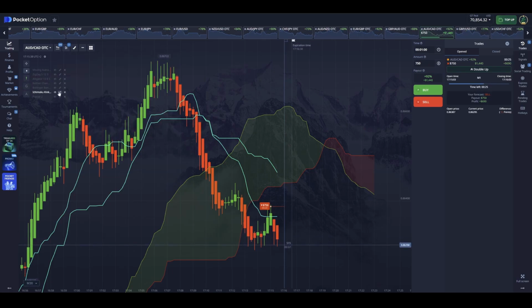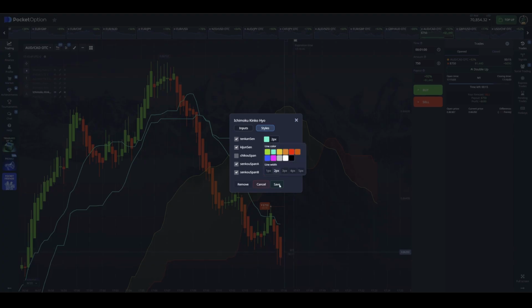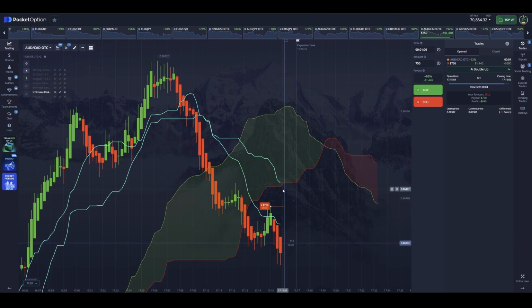Next, we go into the settings for this indicator and set it to 15, 30, and 60. In the style section, we change the first 2 lines to turquoise, 2 pixels wide. We turn off the 3rd line. We leave the 4th line as is, but for the 5th line, or rather the cloud, we set it to red. Save the settings. Our indicator is now fully set up.